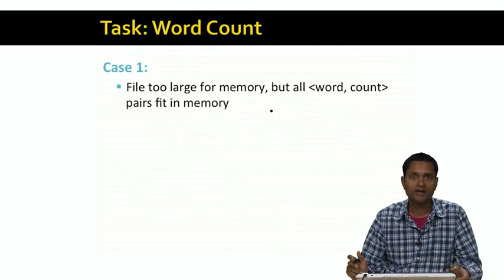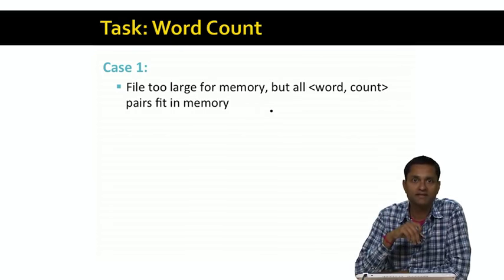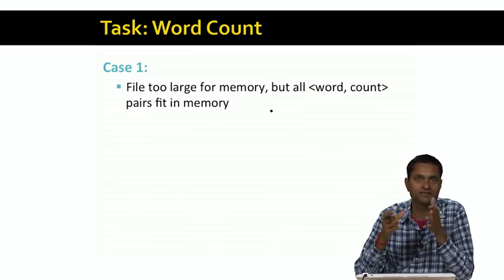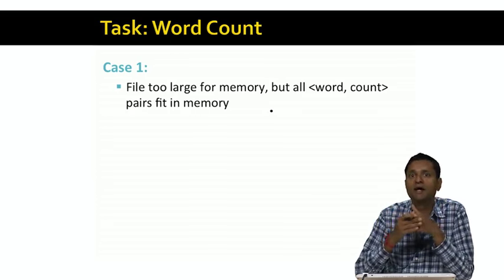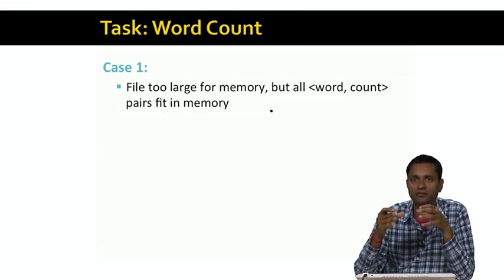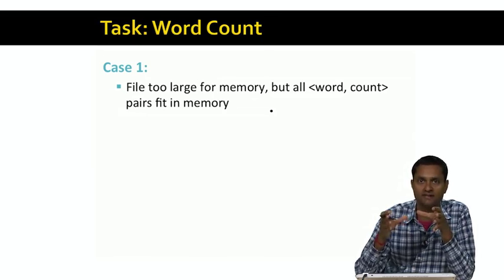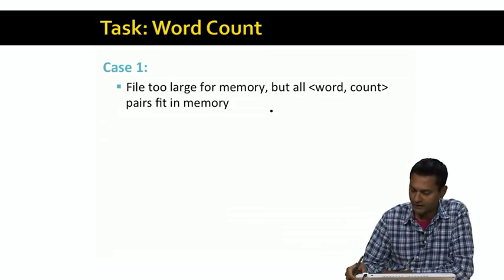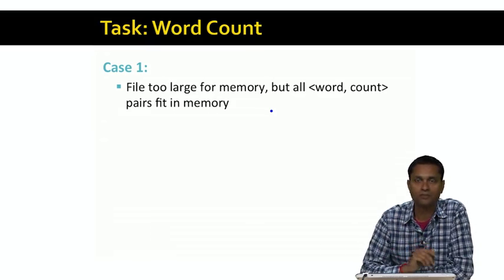So let's look at two cases. The first case is that the file itself is too large for memory, because remember, we said it's a big, big file. But imagine that there are few enough words in it so that all the word count pairs actually fit in memory. How do you solve the problem in this case? Well, it turns out that in this case, a very simple approach works.